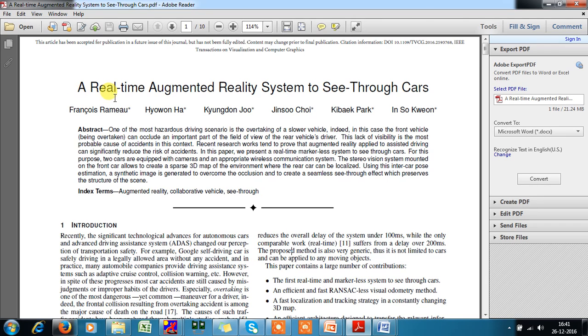The title of the project is a real-time augmented reality system to see through cars. One of the most hazardous driving scenarios is overtaking a slower vehicle. So to avoid this, in our project we use a real-time augmented reality system and see-through system. The term augmented reality system means it will produce a virtual image of the real one, and see-through system means it will help us to solve the problem of visibility.